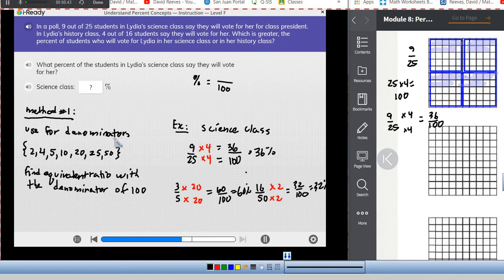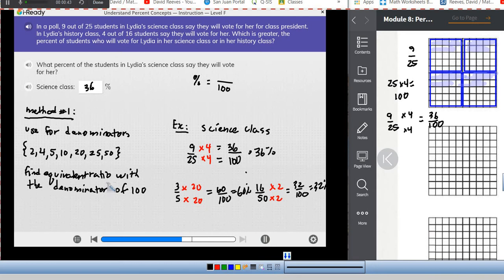So when you have denominators of 2, 4, 5, 10, 20, 25, or 50, find the equivalent ratio. Ask, what do I have to multiply that by? If it's 4, you multiply by 25. If it's 25, you multiply by 4. If it's 5, you multiply by 20. If it's 20, you multiply by 5. If it's 50, you multiply by 2. If it's 2, you multiply by 50. If it's 10, you multiply by 10, and so on. That's method number 1. So we know that her science class percentage, we could put that in right there, and that would be 36%.